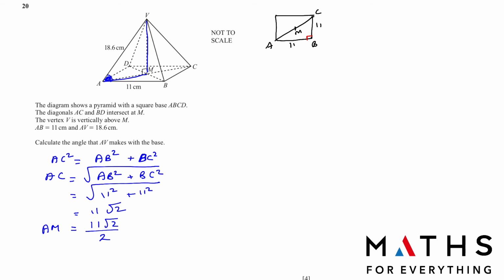We have 7.778. We will round it to 2 decimal places. So we'll get 7.7. The number after the line is 8, which is more than 5. So we have to round it by adding 1 to the previous number. So AM is 7.78. Now let's draw the other triangle.